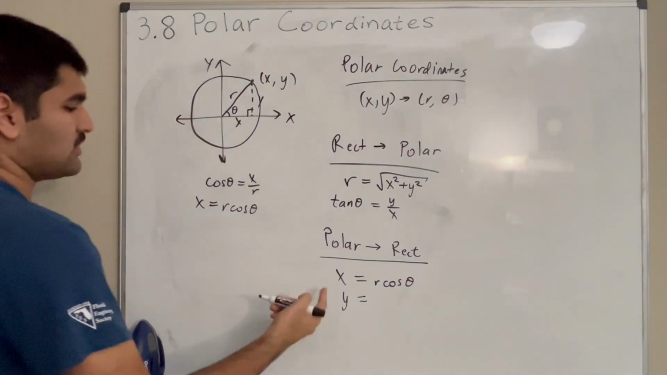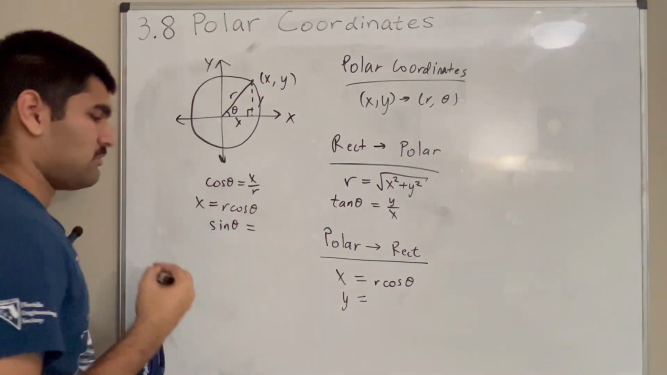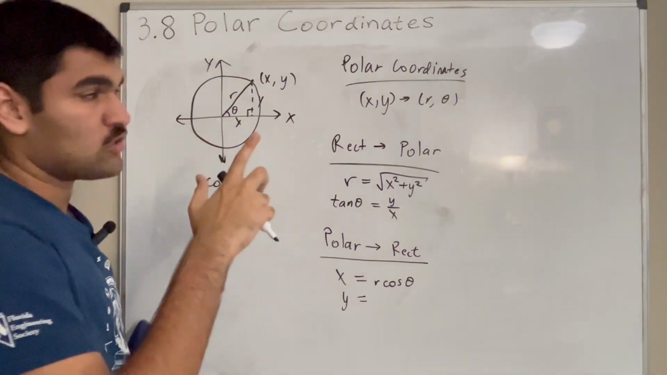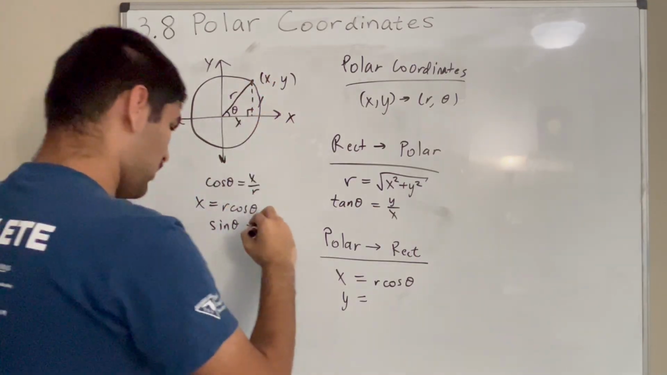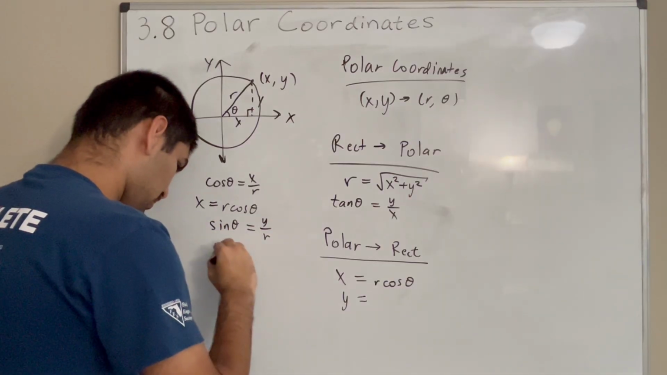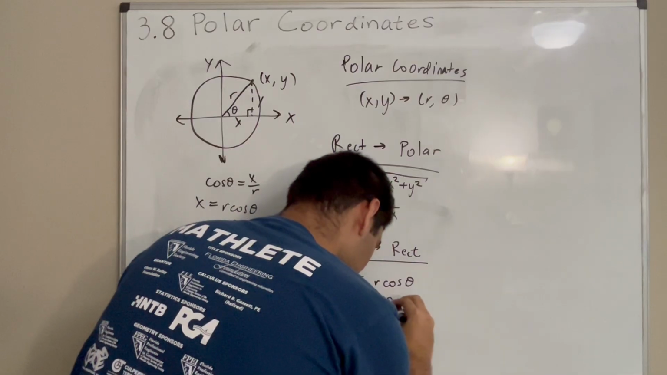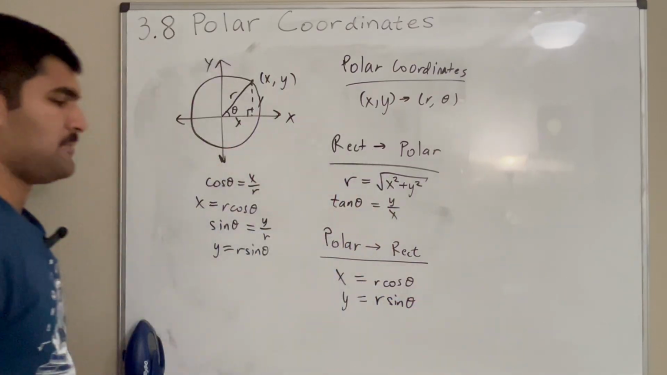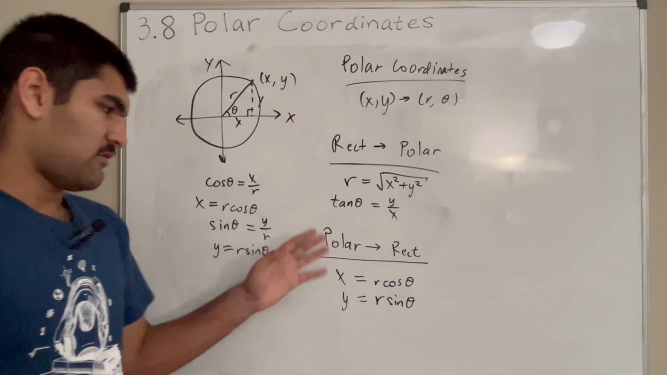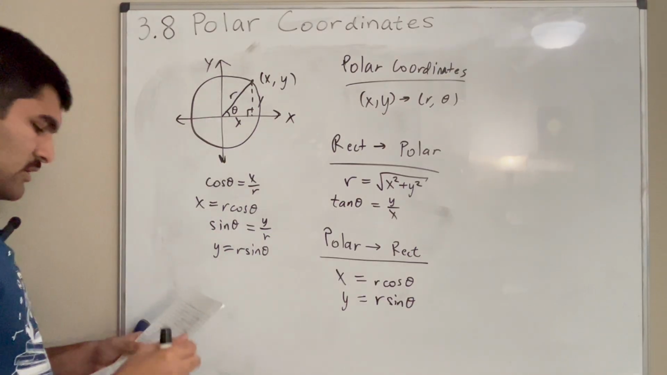And then similarly for y, we can consider sine of theta. Remember that sine is opposite over hypotenuse, so that's y over r in this case. And then again, multiply both sides by r, so you get that y is equal to r sine theta. Okay, so that's how you convert from polar to rectangular. All right, so now that we know that, we can do some practice.